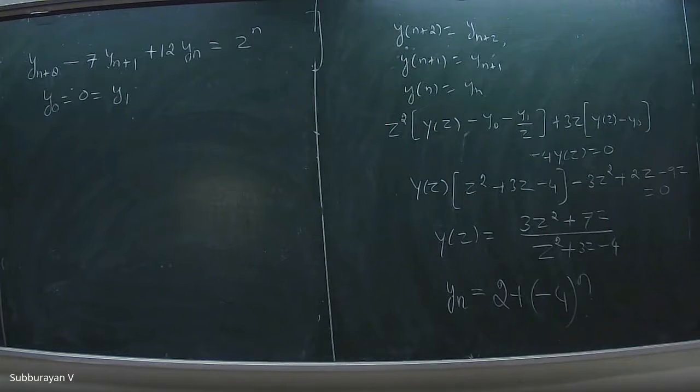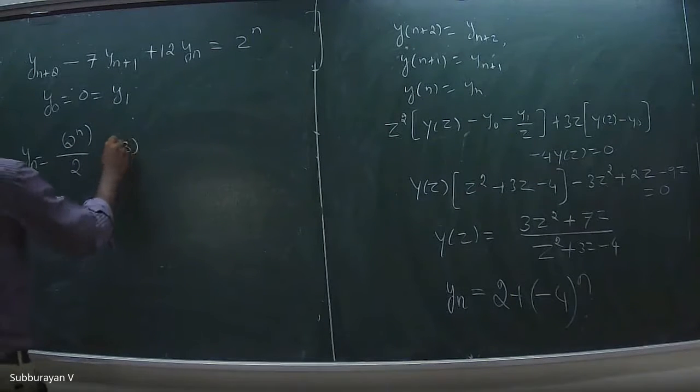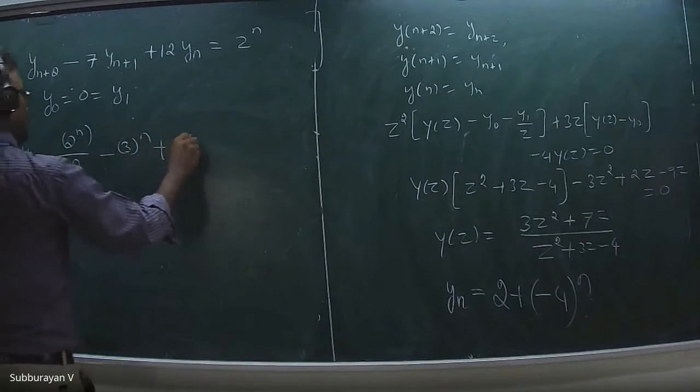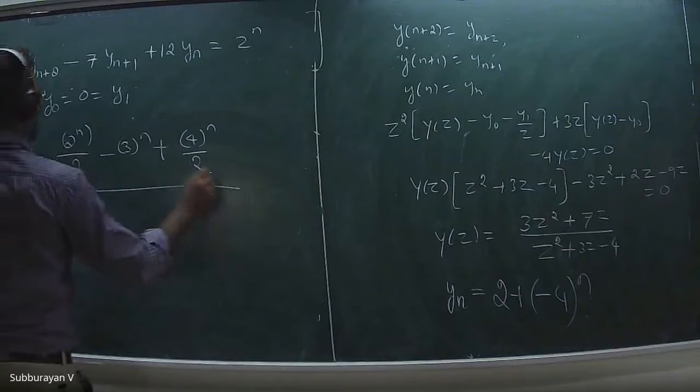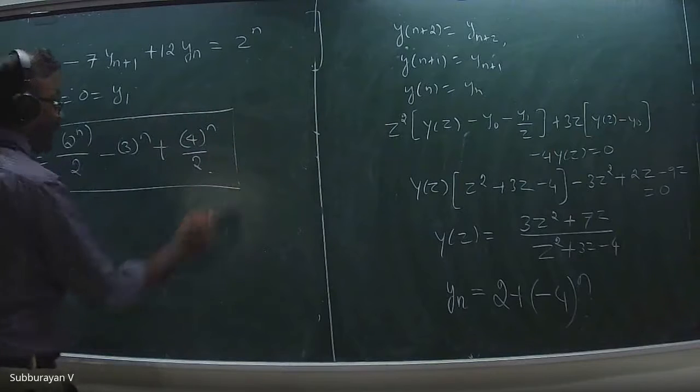Please verify that it is yn equal to 2 power n divided by 2 minus 3 power n plus 4 power n by 2. So this is your solution.